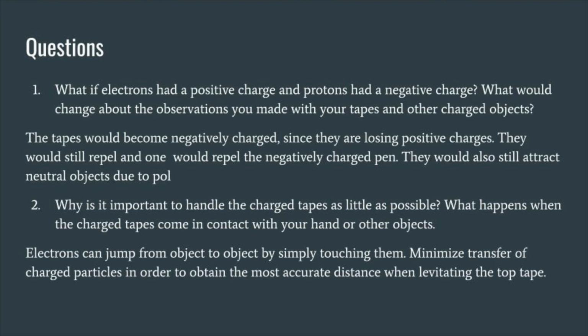Why is it important to handle the charged tapes as little as possible? What happens when the charged tapes come in contact with your hand or other objects? Since electrons jump from one object to another by contact, it was important to not let the tapes touch any other objects, since this could cause electrons to transfer back to the tape, and that would decrease the levitation distance, which would ultimately make the calculations and results inaccurate.